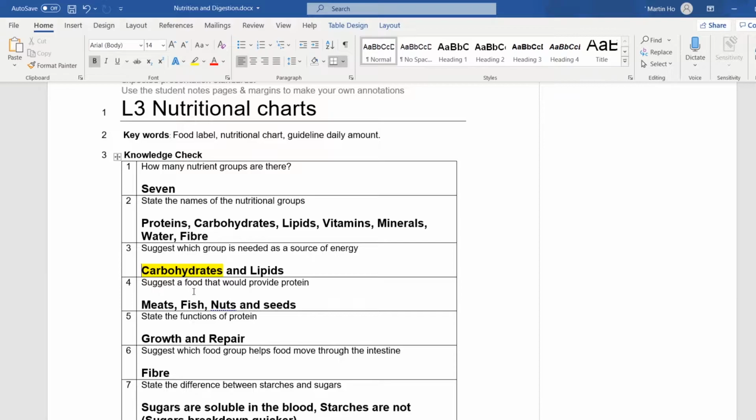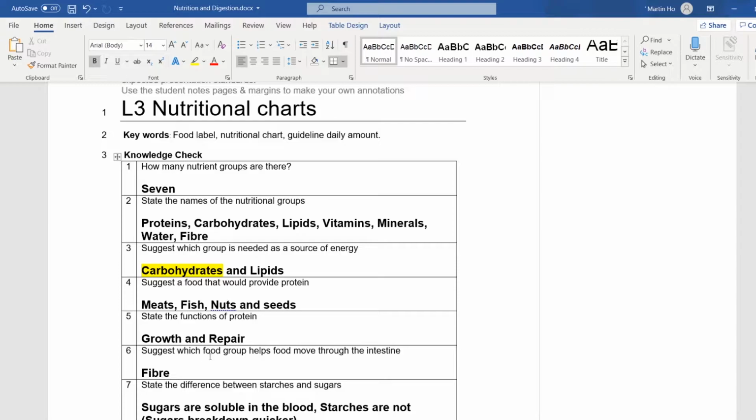4. Suggest a food that would provide protein. We have a big range here. The main ones, of course, being meats, fish, nuts, and seeds. 5. State the functions of protein. Proteins are important for growth and repair of cells and tissues. So we need proteins for our bodies to be able to grow, but also so that they're able to repair themselves when, say, we get injured.